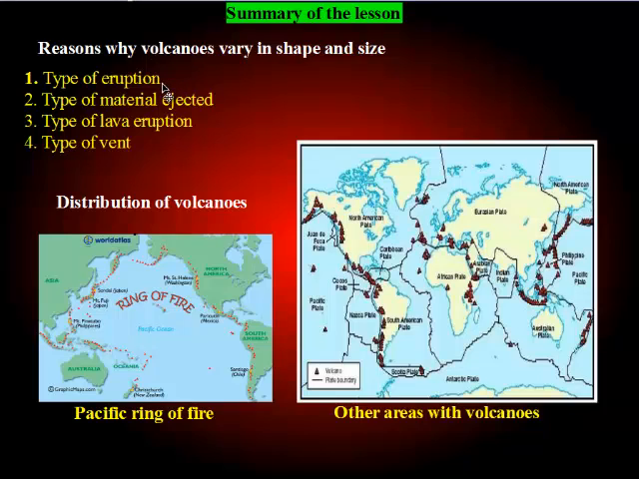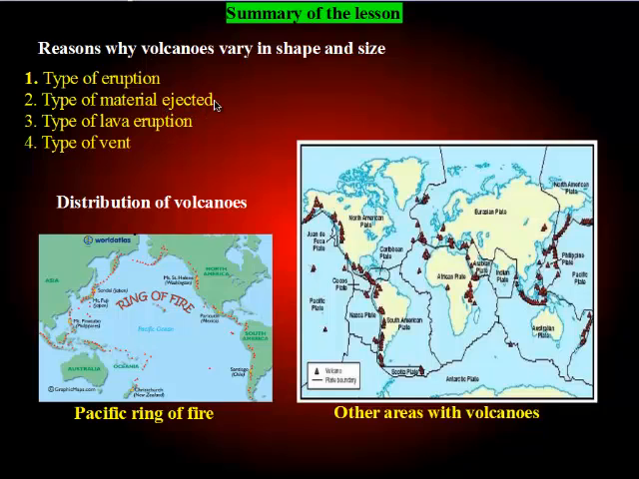Even the name changes with the type of eruption. For instance, in the case of water, if it erupts violently, it is called geysers, and if it erupts silently, it is called hot springs. We also talked about the type of material ejected.